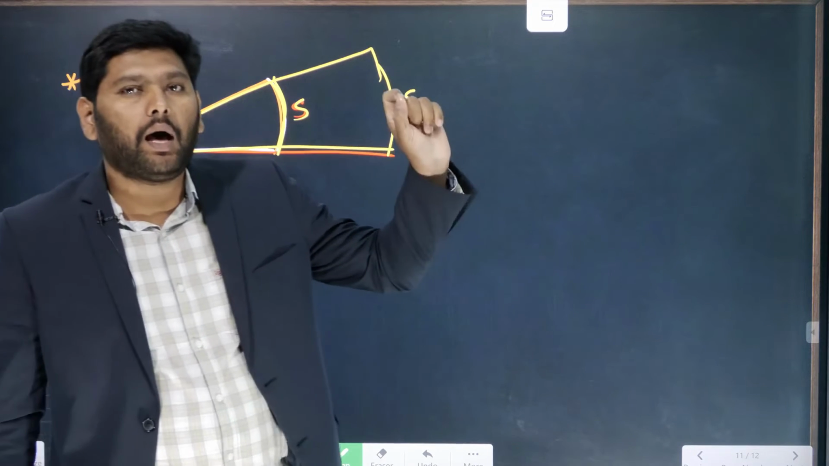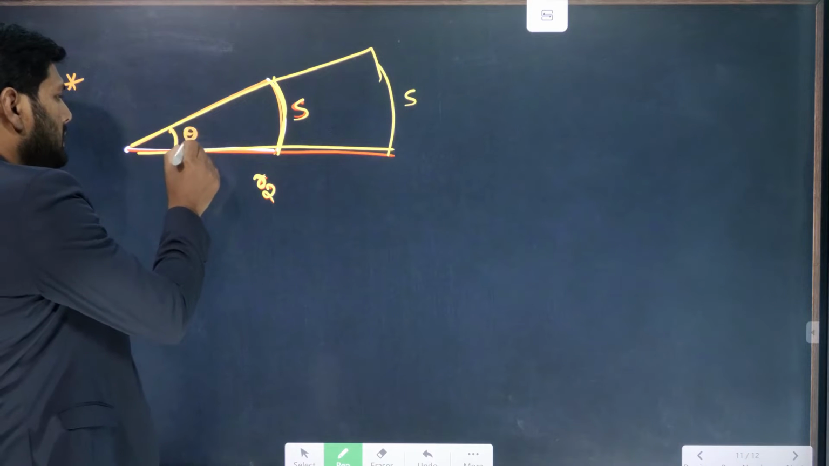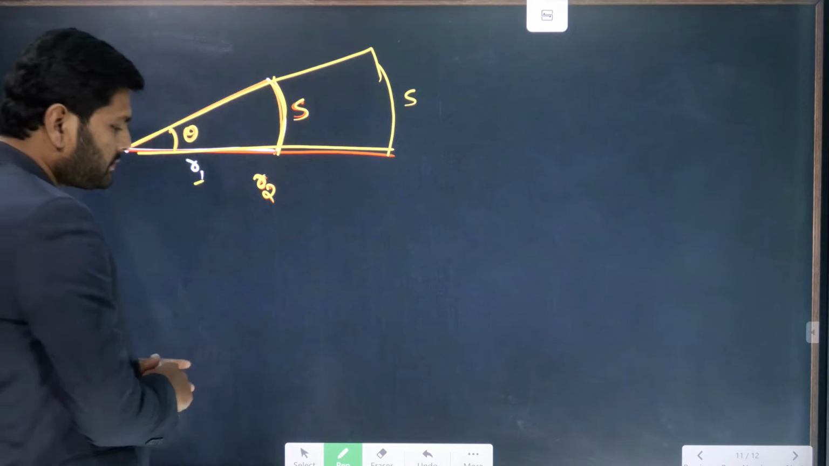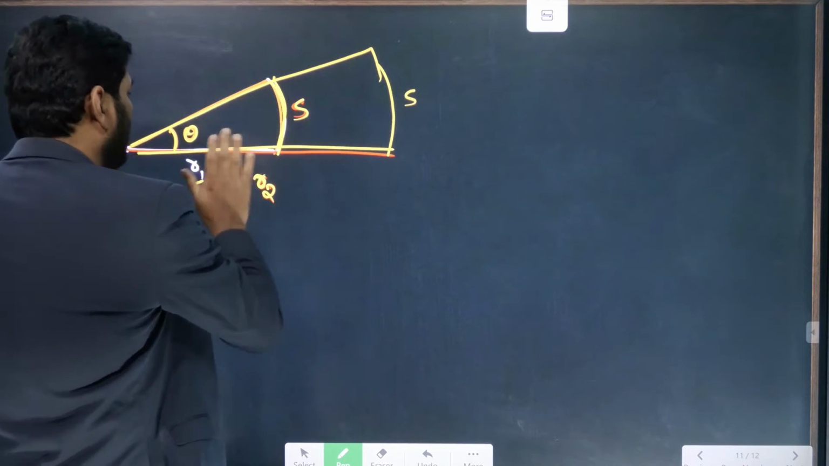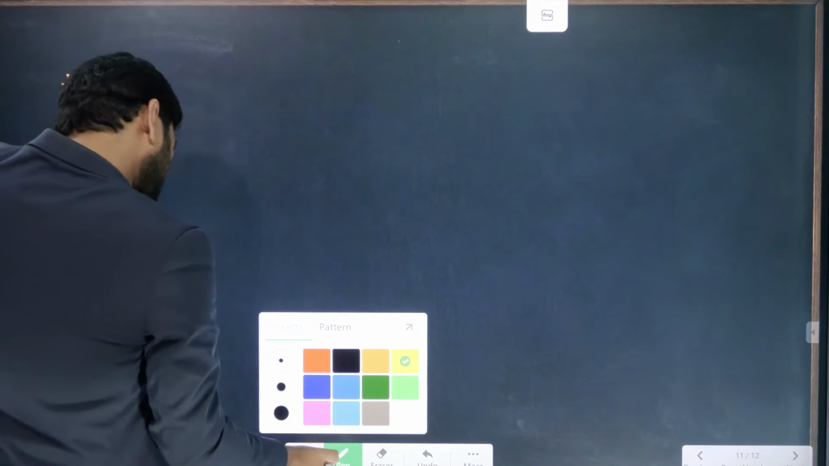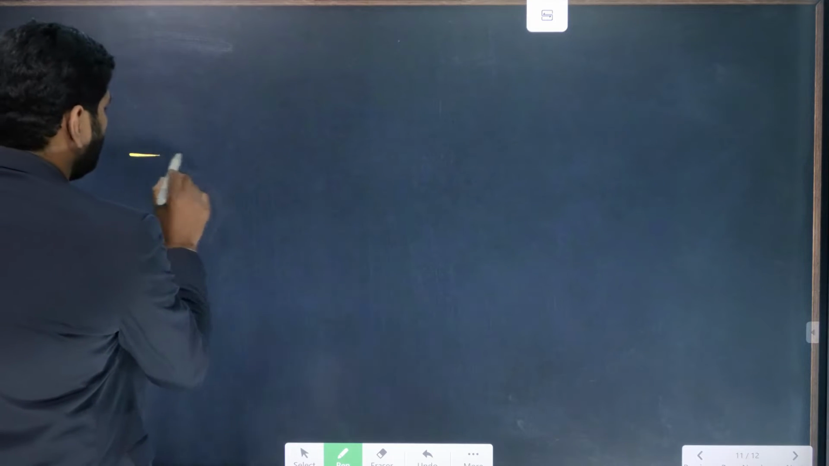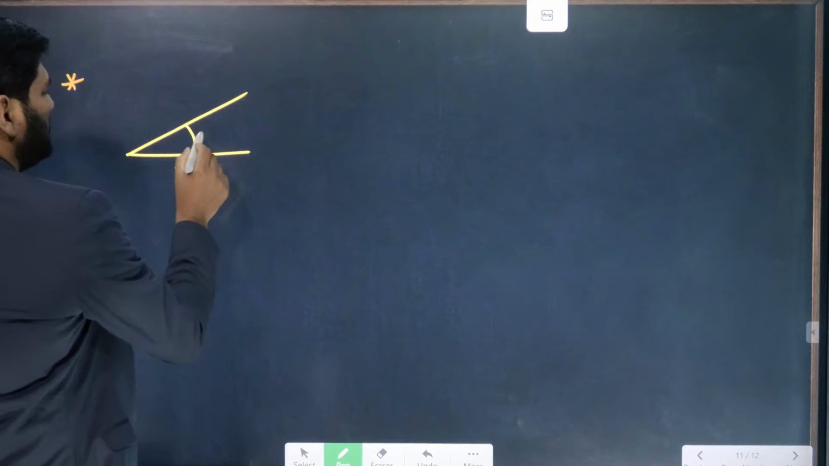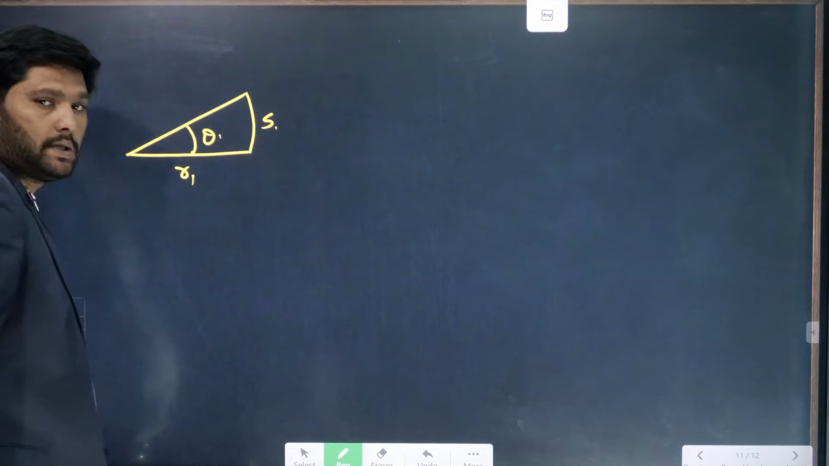When you are keeping the arc length constant, what is going to be the relation between this angle and this radius? Just a minute, let me erase. I'll clearly draw the diagram once again. Here this is radius R1, and this is theta 1, and this is your arc length S.